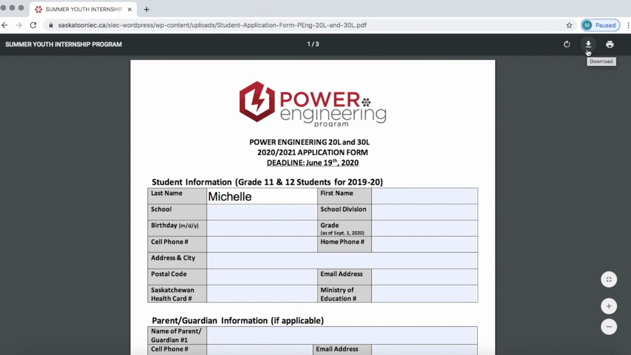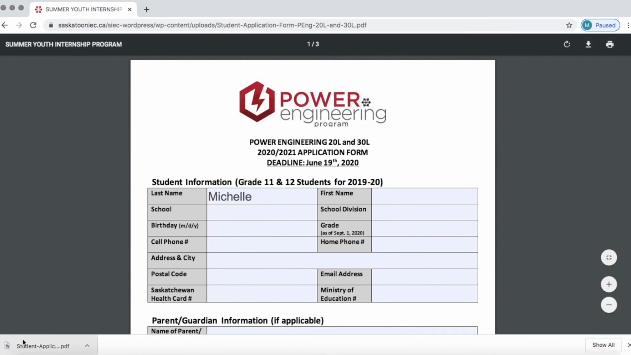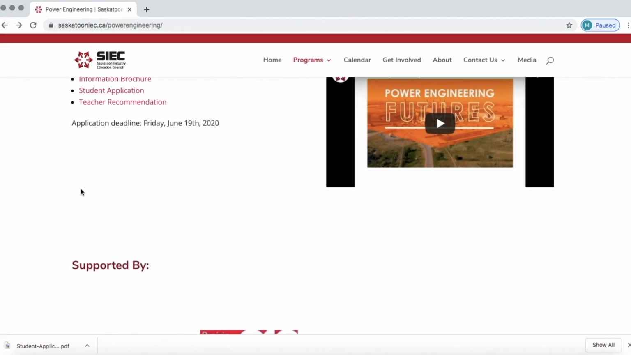So what the students need to do is download this file, and they can name it whatever they'd like and save it to wherever they'd like. And then when they open up that application after, they should be able to enter the information. The same thing goes for the teacher recommendation form. So it is a fillable PDF.